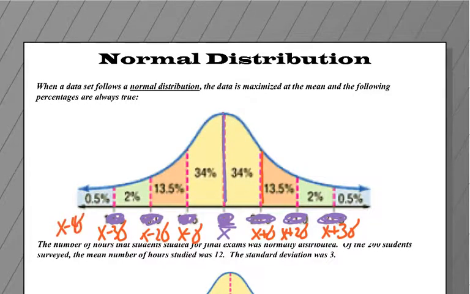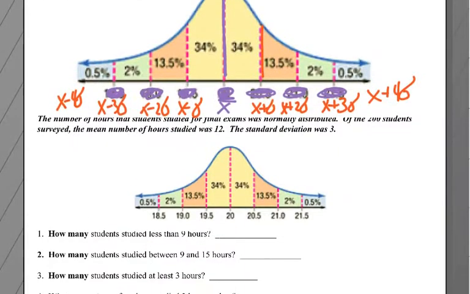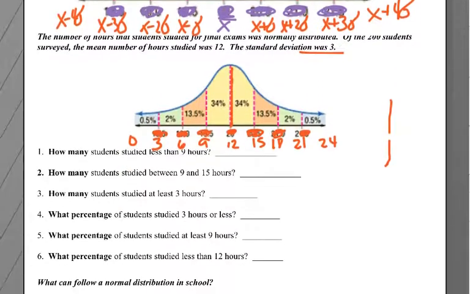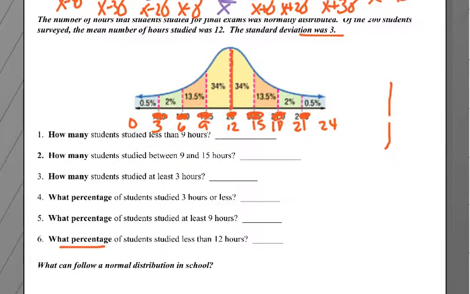Let's say, for example, you surveyed students and the mean number of hours that students studied for their final exams was 12. Data's maximized at the mean, so the 12 goes right in the middle. Standard deviation's 3, so you go up by 3 for each chunk, and similarly down by 3: 9, 6, 3, 0. I'm going to do these problems from the bottom up. If you want to know what percentage of students studied less than 12 hours, that's all these kids, and those add up to 50% of the kids.